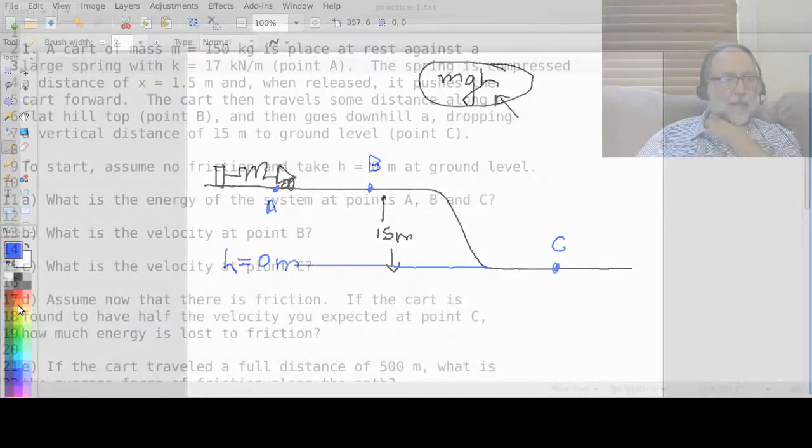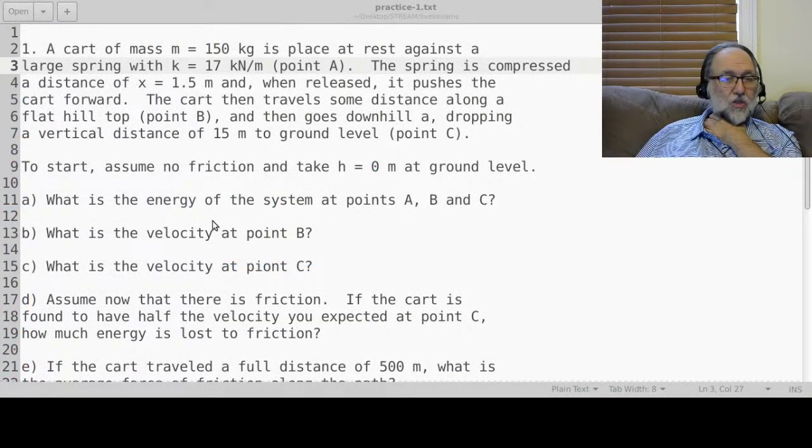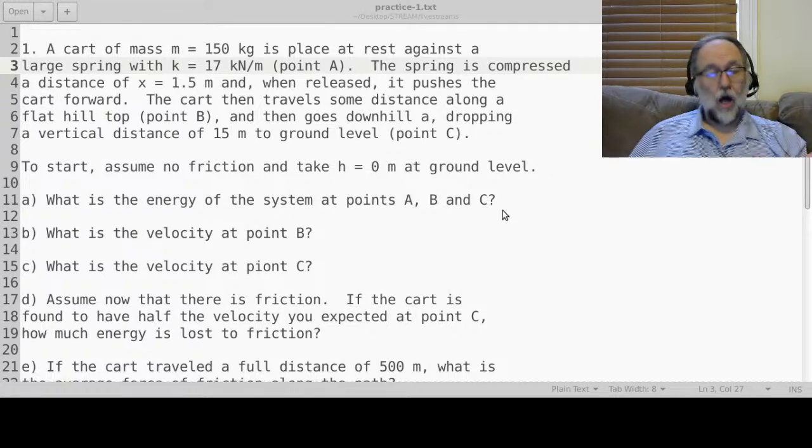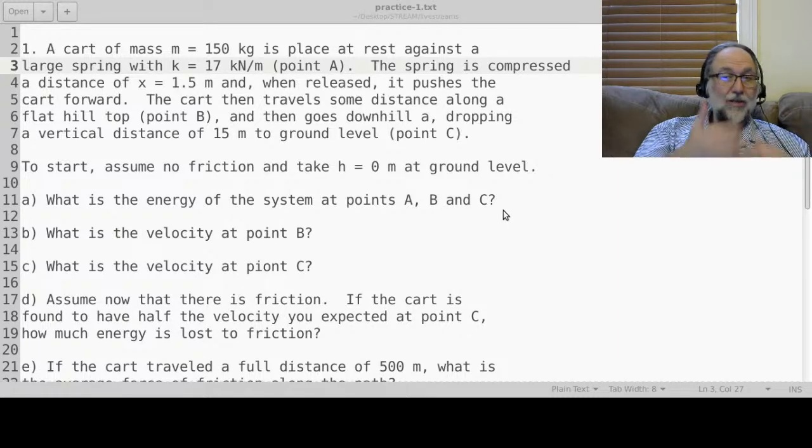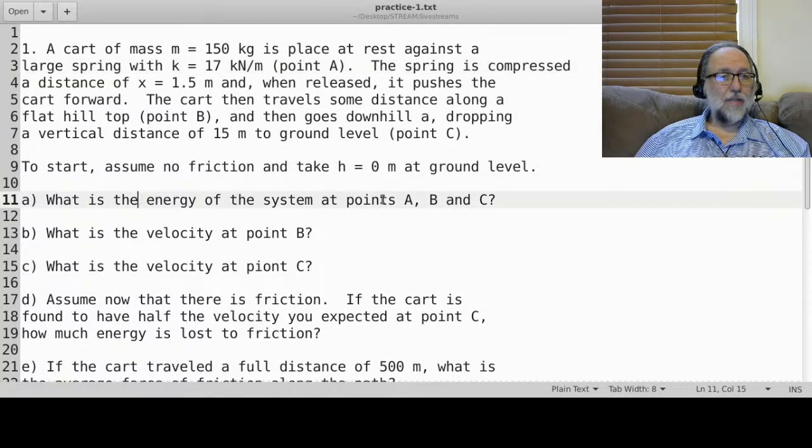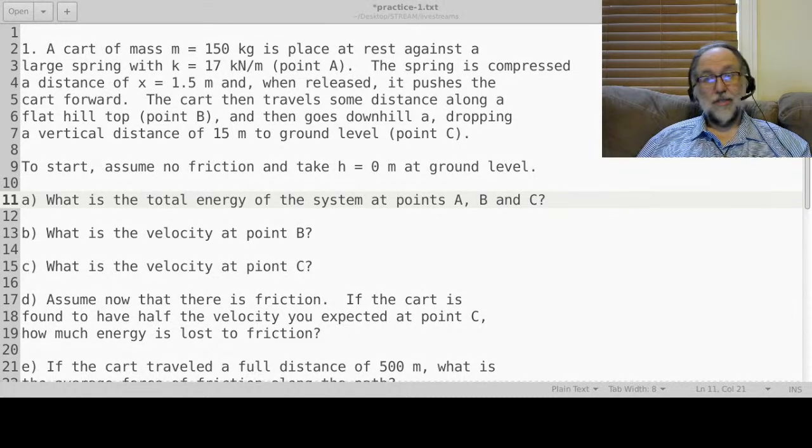Let's switch back and answer the first question. What's the energy of the system at points A, B, and C? Even before you do any calculation, you should realize that without any friction, no energy is being converted to heat. No energy is being dissipated away. So the energy at point A, at point B, and at point C, the total energy, is unchanged.